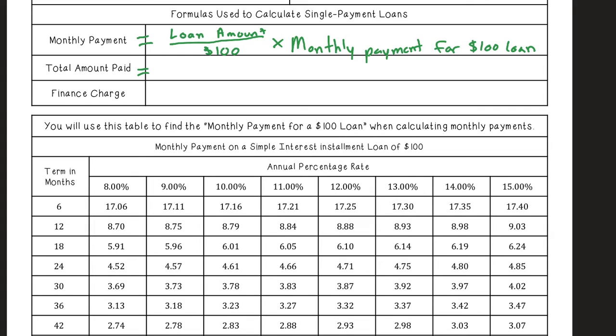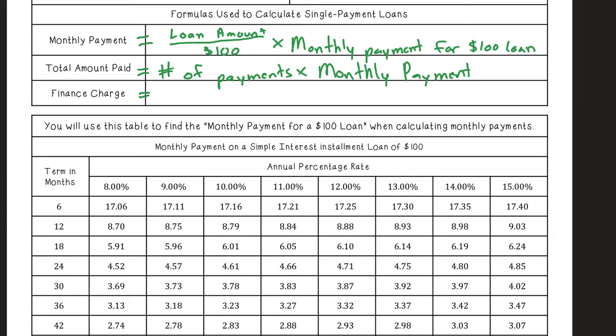Your total amount paid, pretty simple. It's your number of payments times whatever your monthly payment is. So how many monthly payments you make times the amount of those payments.